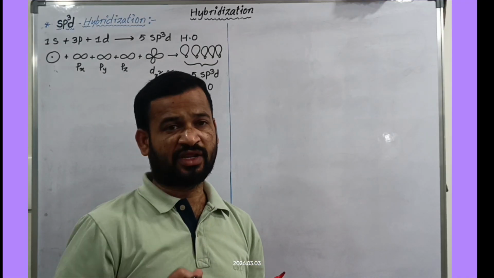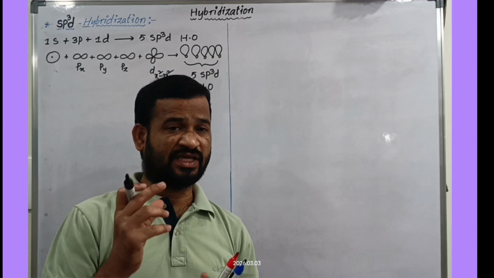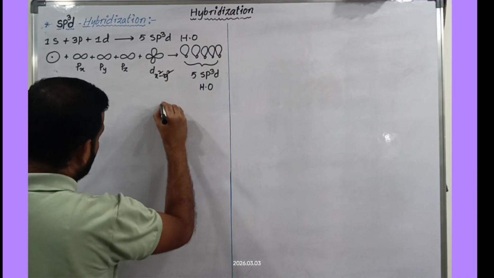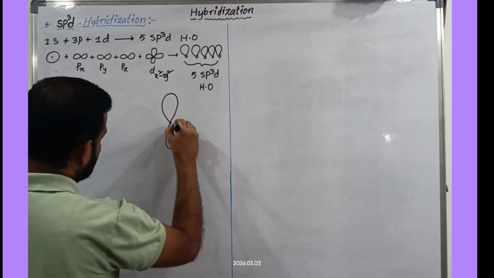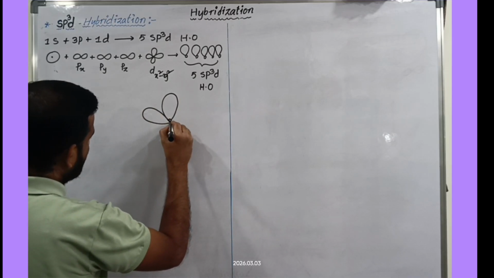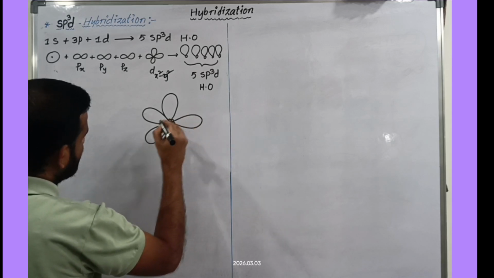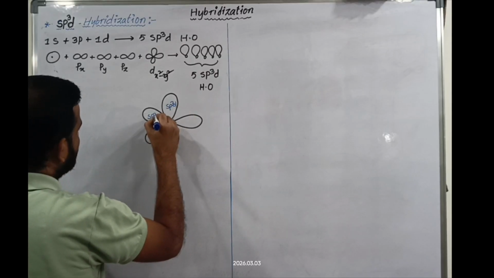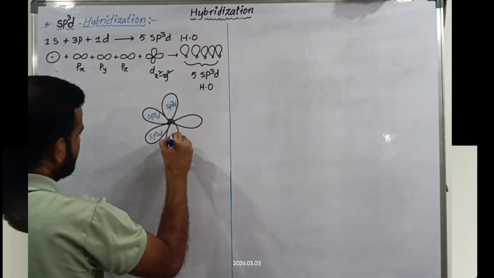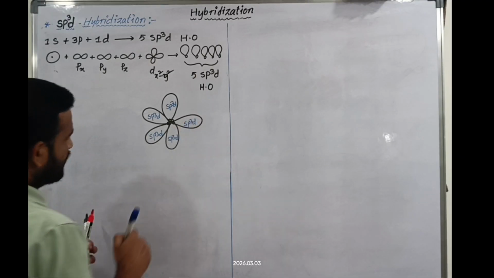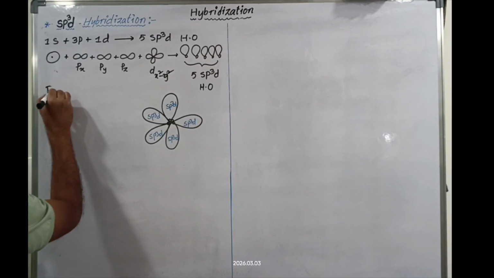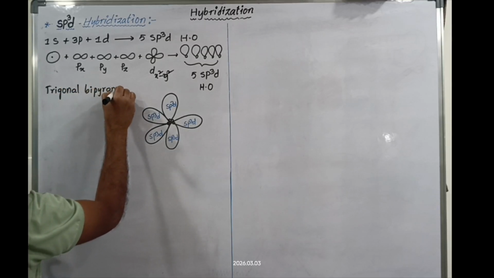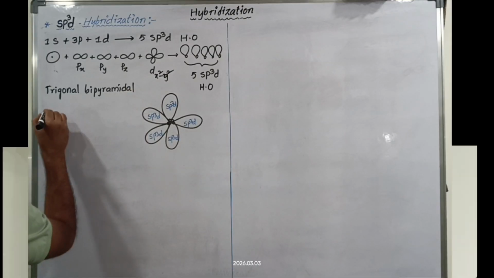One specific geometry of the molecule will be formed. These are joined together in the direction in which the repulsions are minimum, so they form a trigonal bipyramidal shape. So sp3d, sp3d, sp3d, sp3d, and sp3d. What is the shape of this one? Trigonal bipyramidal shape. And what is the bond angle?